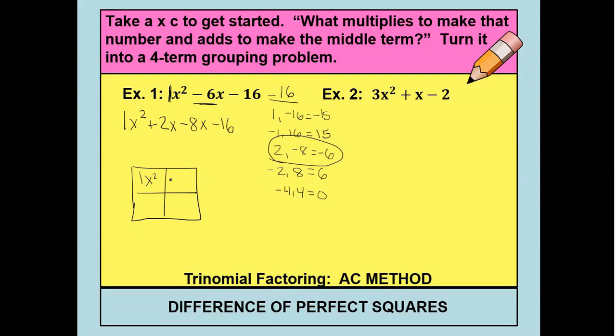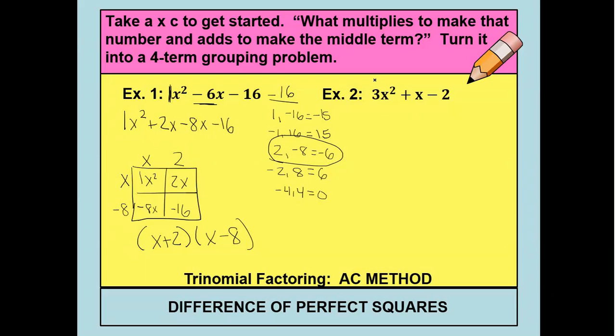Some of you might be able to do this one in your head, and that's okay. I'm just going to use the box. So, common factor, I get an x, common factor x, common factor of 2, common factor of negative 8. So, my factors, x plus 2, x minus 8. You can multiply this out using FOIL to get this back up right here. Sometimes it's a good check to make sure you did it right.